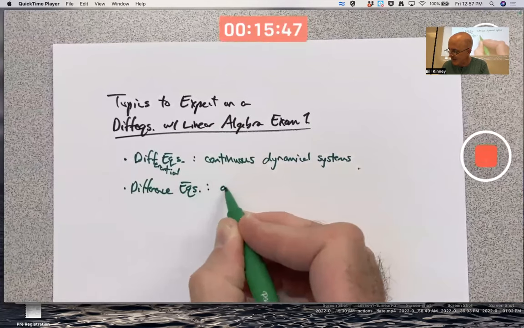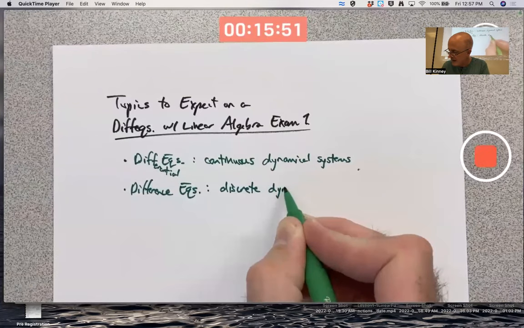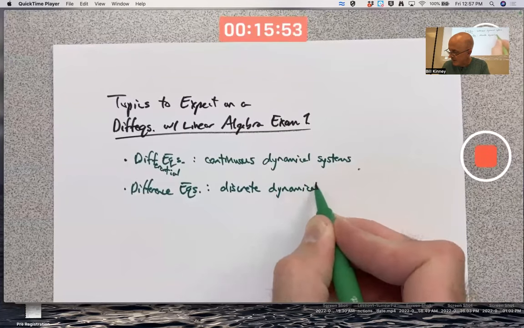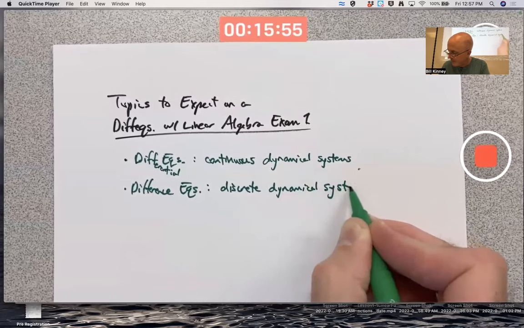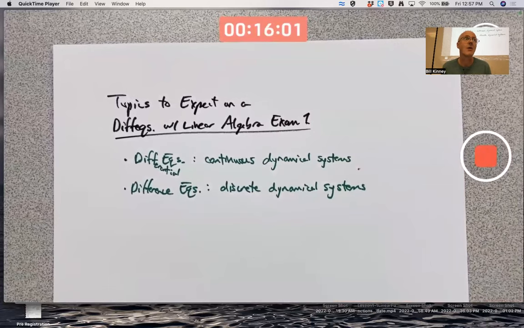And difference equations, that's discrete dynamical systems, where the independent variable is a whole number, 0, 1, 2, 3, 4, 5, 6, etc. Sometimes called a non-negative integer.